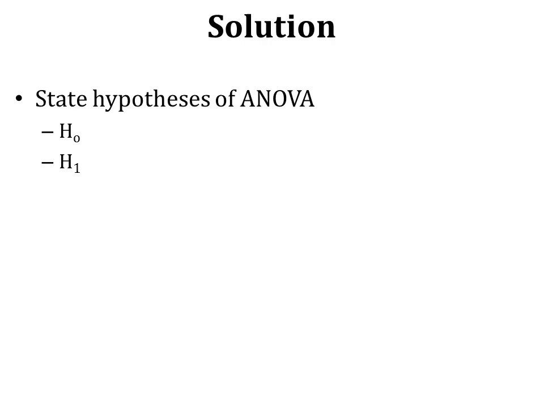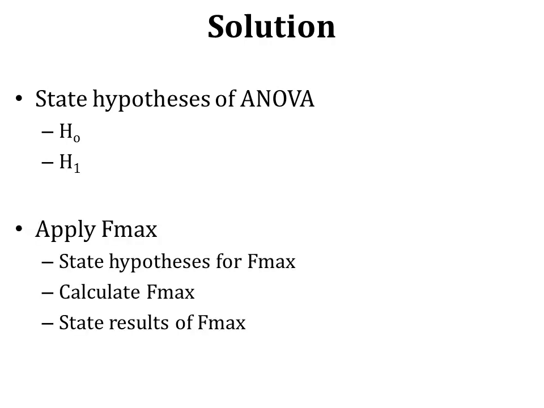And you have to state the hypothesis of ANOVA. You have to state the null hypothesis of ANOVA, the alternate hypothesis of ANOVA. You have to apply the Fmax test, and you have to state hypotheses for the Fmax test. While you're applying the Fmax test, you have to do the calculation and you have to state the results of Fmax. And the critical values of Fmax required for each of the exercises is given with their respective tables.